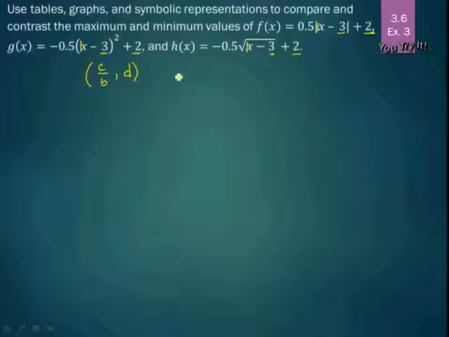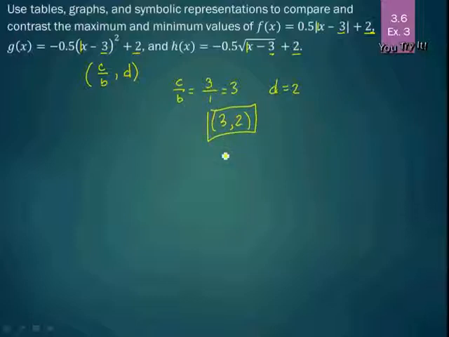And so we can see for all of these, c divided by b will be, well, here c is 3 and b is 1. So 3 divided by 1 is 3. And then we see d is equal to 2. And so our answer for all three is (3, 2), which is what we found in our graphs and tables.